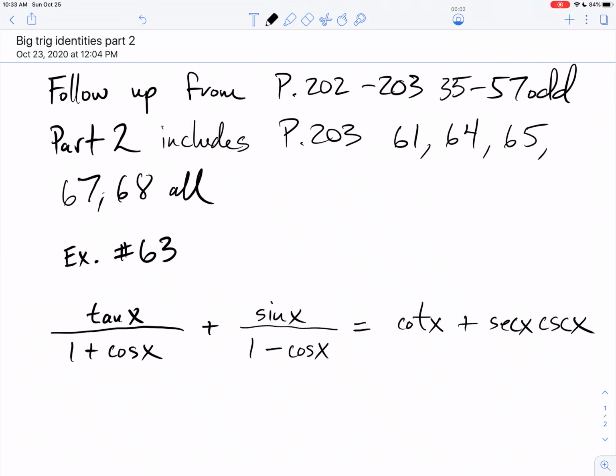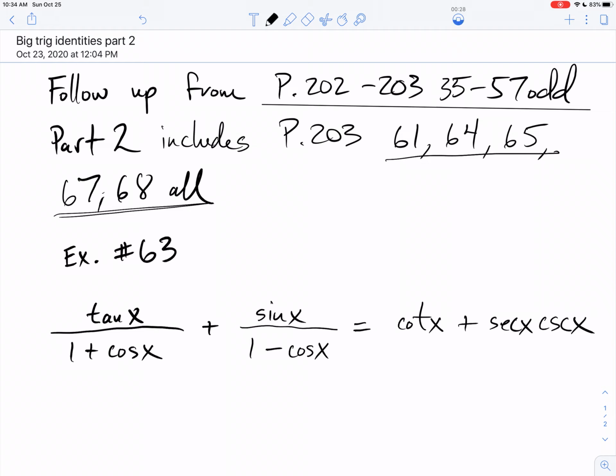Okay guys, here comes the follow-up from the big identities lesson. The first big identities lesson we had was this set of problems here. I stopped at 57. I wanted to do these ones separately. These are the follow-up because they all contain that one technique called using the conjugate.